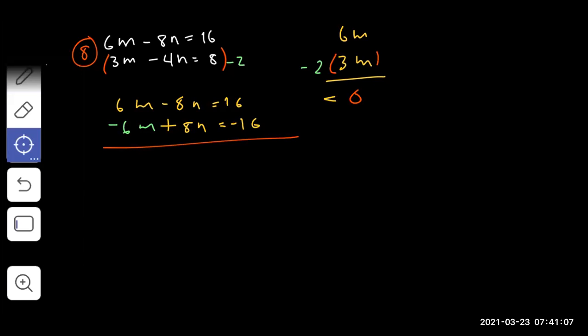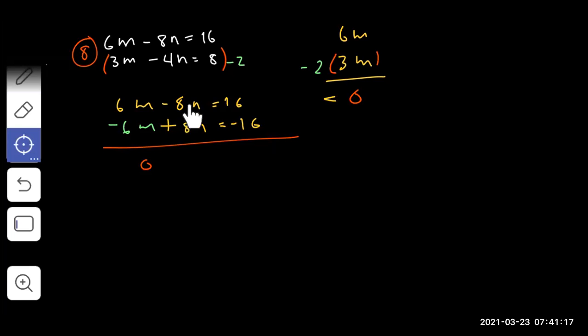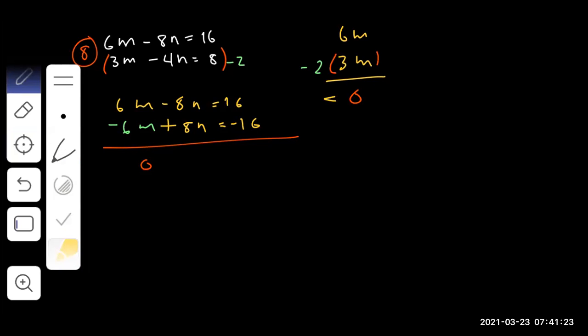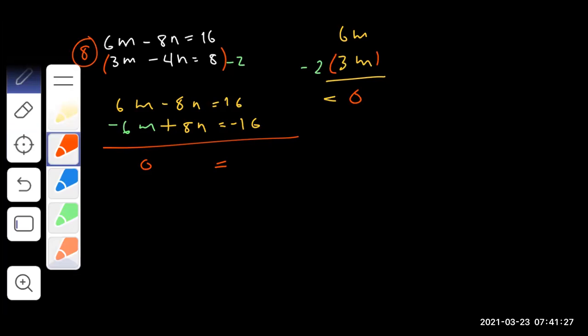Please, may I have your attention? 6 mangoes minus 6 mangoes, 0. And this one, 8n minus 8n, 8 minus 8, 0. I leave it like that, 0. And 16 minus 16, 0. What's going on here, guys? I got nothing, but this is true. 0 is equal to 0. This is true. What do you say, guys?